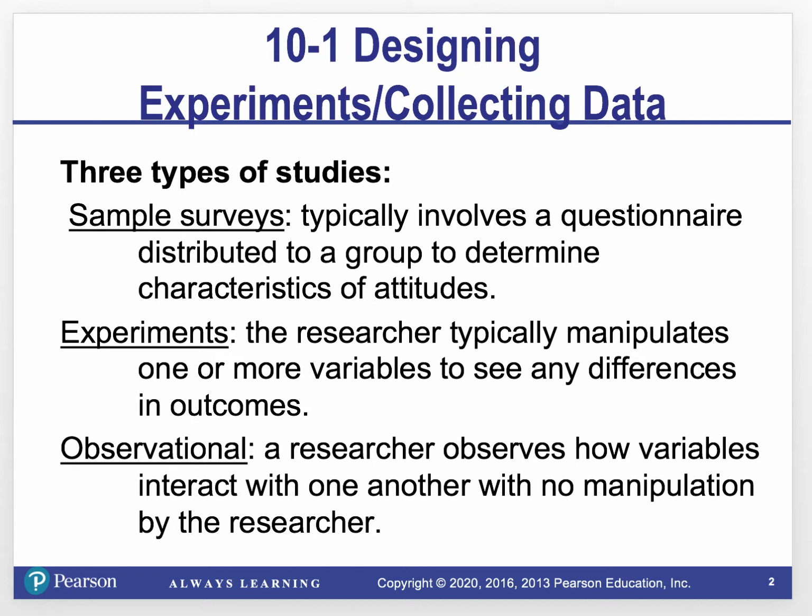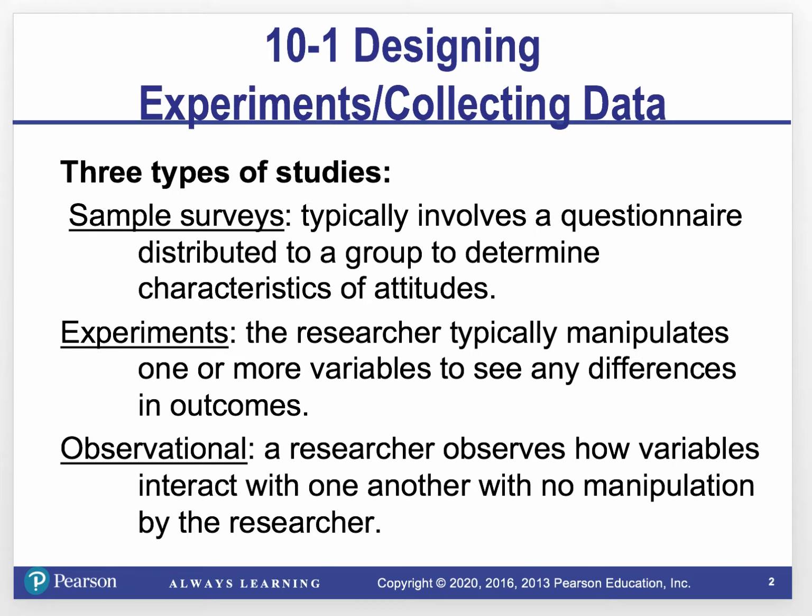So we're going to start chapter 10, which is data analysis, also called statistics. First of all, we've got three types of studies that we're going to talk about. Sample surveys typically involve a questionnaire distributed to a group to determine characteristics or particular attitudes. It might be as simple as asking school classmates about their favorite pets, or it might be as complicated as collecting something on the entire population of the United States. So it's just a sample, you distribute questionnaires.